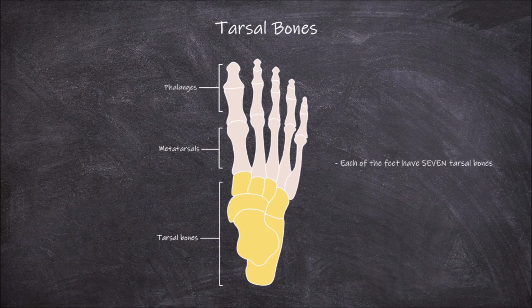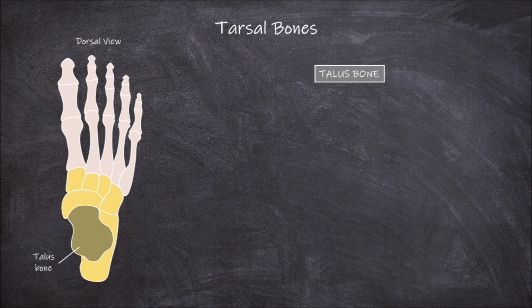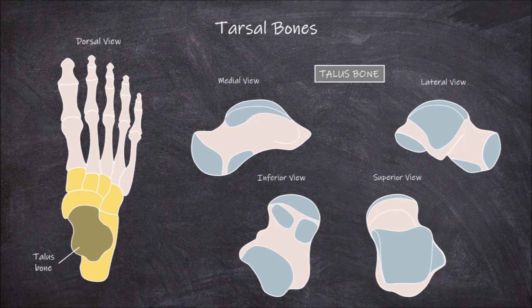The first of these tarsal bones is the talus bone. The talus bone is located in the posterior and superior portion of the foot and is the bone that connects the foot to the leg bones.